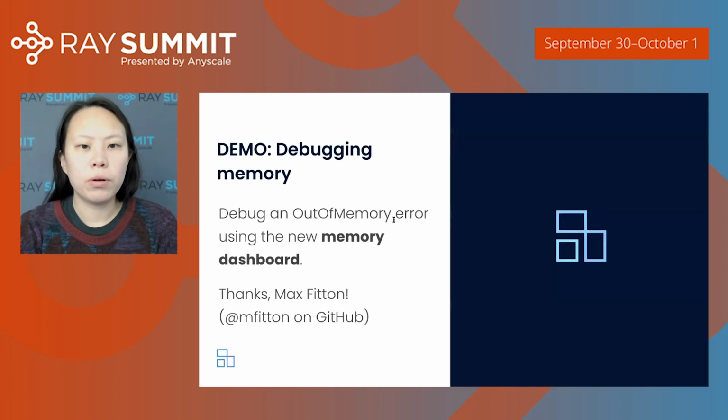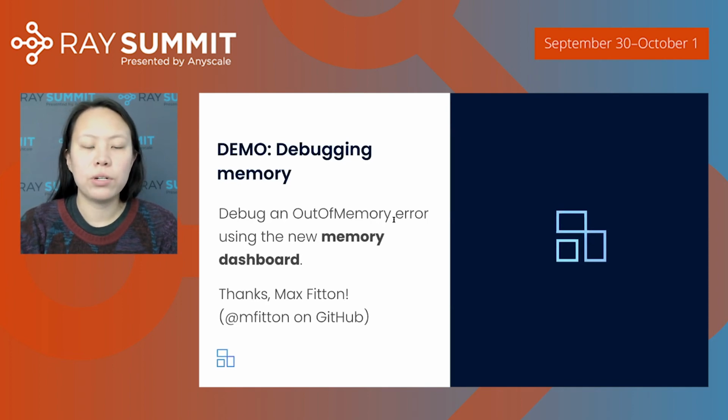So you might be wondering, what do I actually do if I have a memory issue in my program? Well, next I'll go through a brief demo of some of the memory debugging tools that Ray provides. I'll show you how to take an out-of-memory error in your application and debug it using the Ray memory dashboard. This is a new feature that was contributed by Max Fitton, and I definitely encourage you to try it out and send us any feedback.